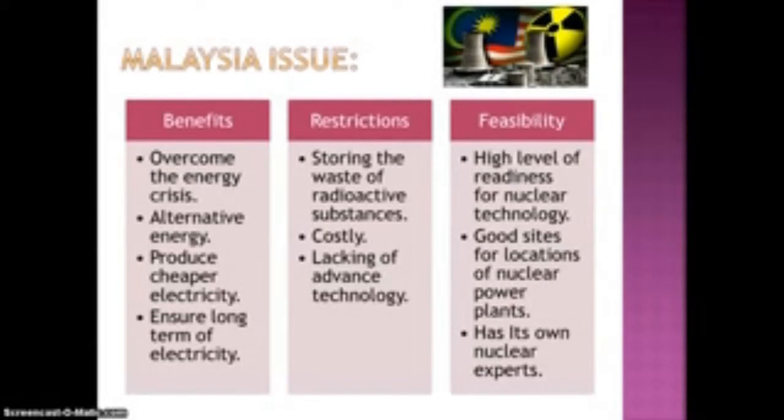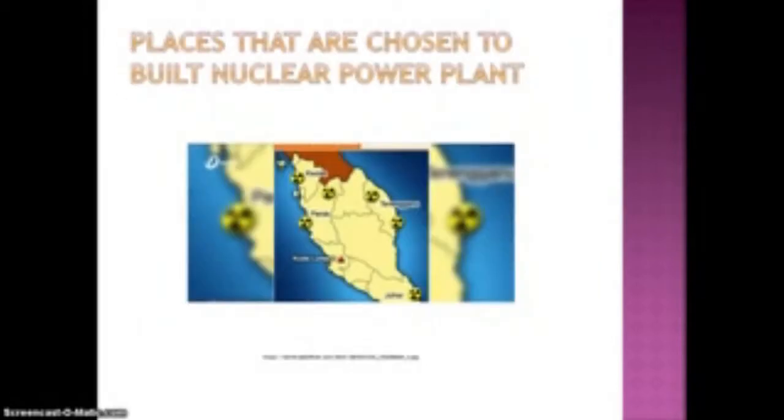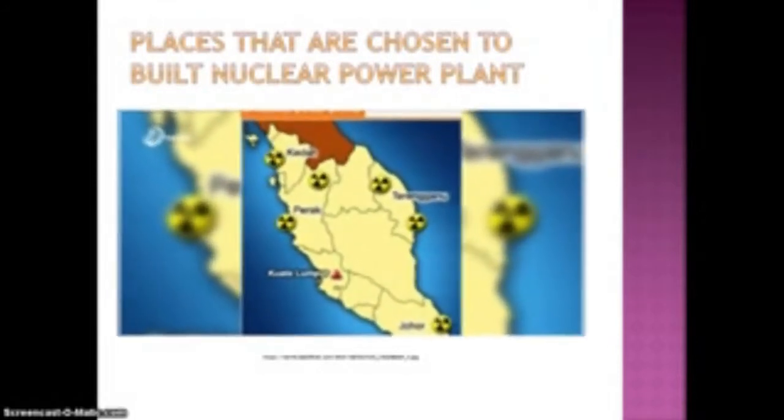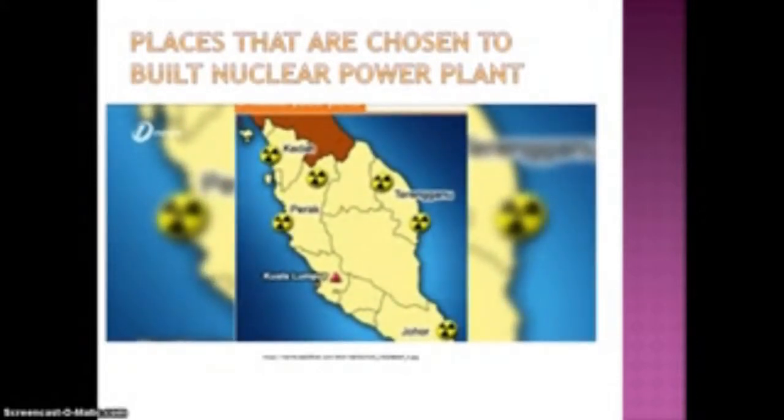Recently, the Malaysian government wants to build a nuclear plant. Of course, there are some pros and cons for the project. Benefit, restriction, feasibility, all of them must be included. The places that are chosen to build nuclear power plants are Kedah, Perak, Terengganu, and Johor.